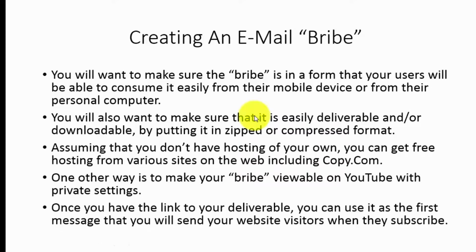Now, once you have the link to that deliverable, you can use it as the first message or part of the first message that you'll send your website visitors when they subscribe. And it's important to do this because you typically want them to go through that opt-in process, the check-in process where they have to confirm their email address, so that when they confirm their email address, they will then get your bribe. They will get your deliverable. Now, let's go through some of these basics on screen.